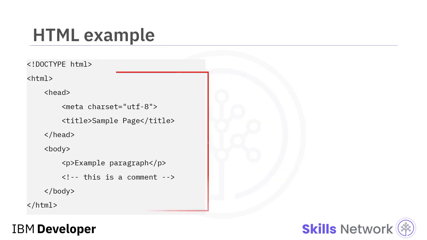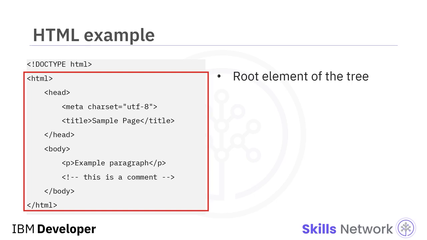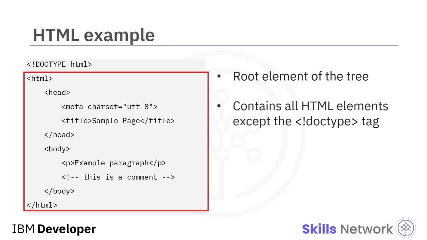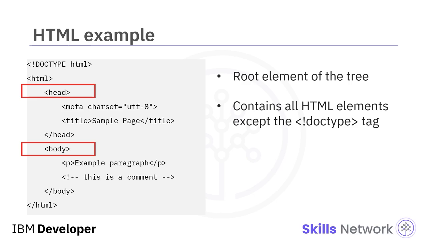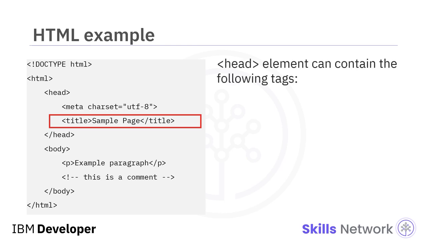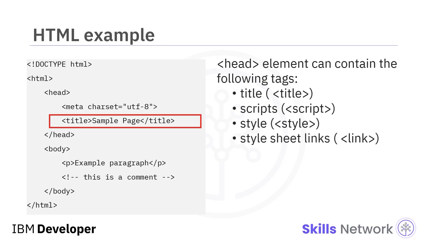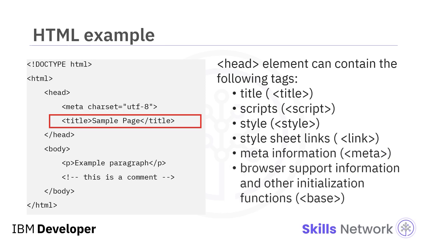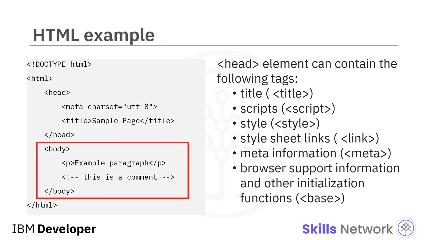The HTML tag is the root element of this tree. It contains all of the other HTML elements except the !DOCTYPE tag. This example contains two elements, head and body. The head tag contains a title tag, which contains the text "Sample Page" in the example. The head element can contain the following tags: title, scripts, style, style sheet links, meta information, browser support information, and other initialization functions. Finally, the body tag contains all content that is displayed on the web page.